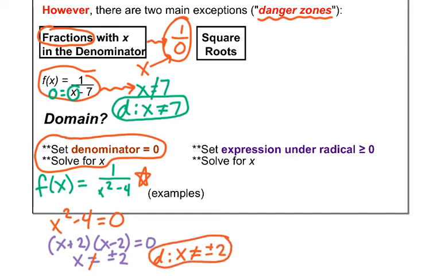I can plug anything I want here. I cannot plug in plus or minus 2. That's one type of danger zone. The other one over here, again, remember in algebra, whenever you have a square root or any kind of even root, remember what kind of numbers we're not allowed to put inside there? Positives are okay. You can take the square root of a positive number. And you can actually take the square root of 0, but we cannot take the square root of negative numbers.